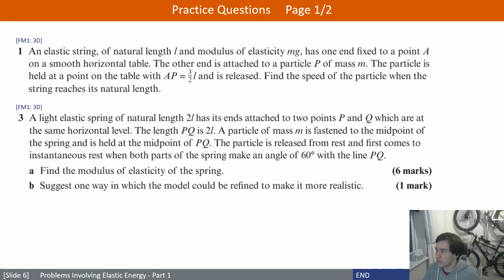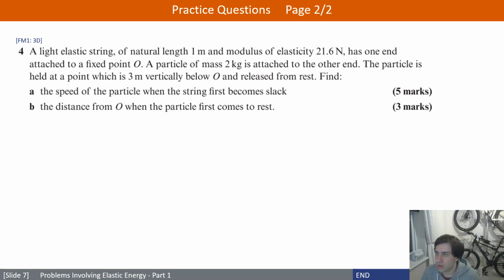Okay, so a few questions for you to try. 2 on this slide and 1 on the next one. Have a go at these 2 first. You can pause the video now. Okay, and then once you've done the previous 2, have a go at this one. You can pause the video now.